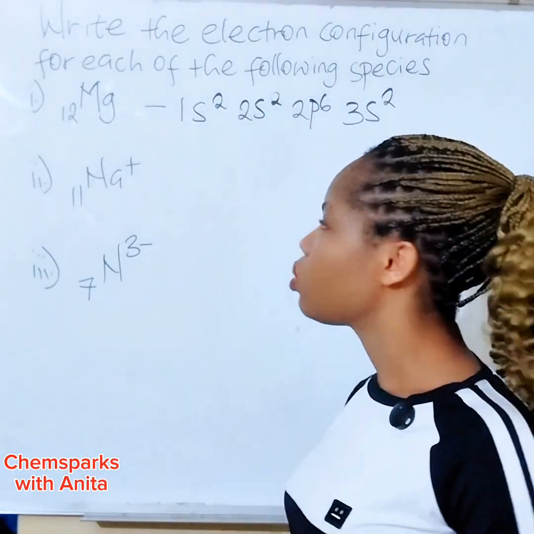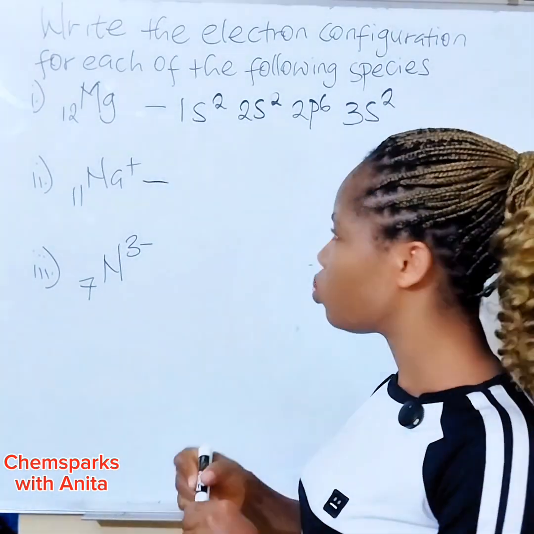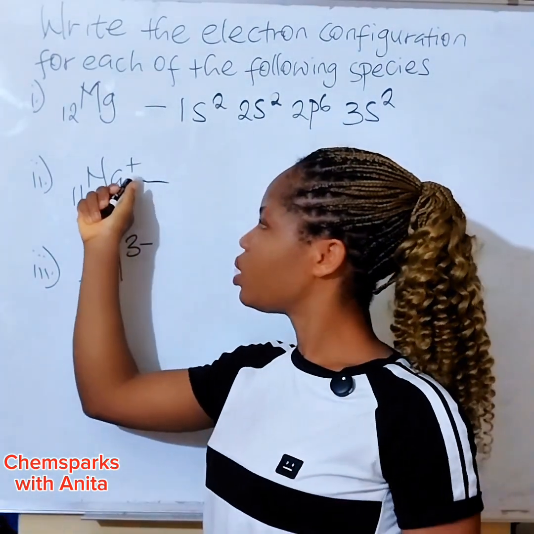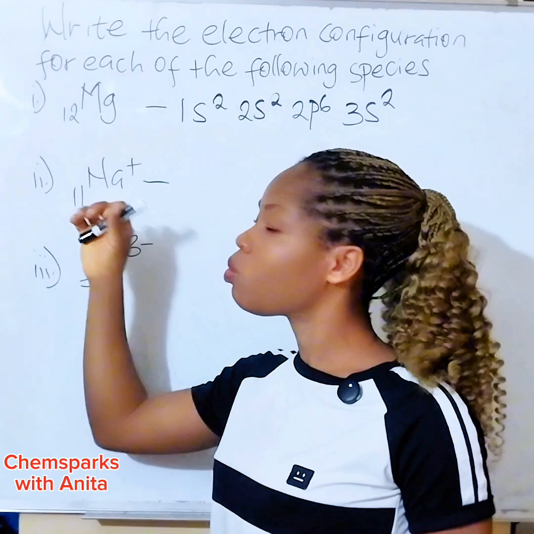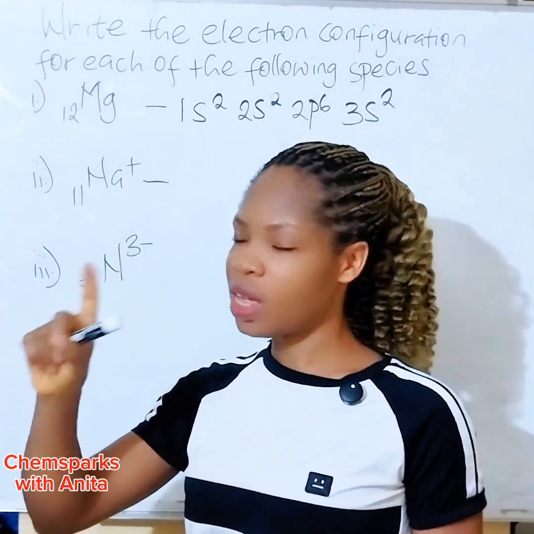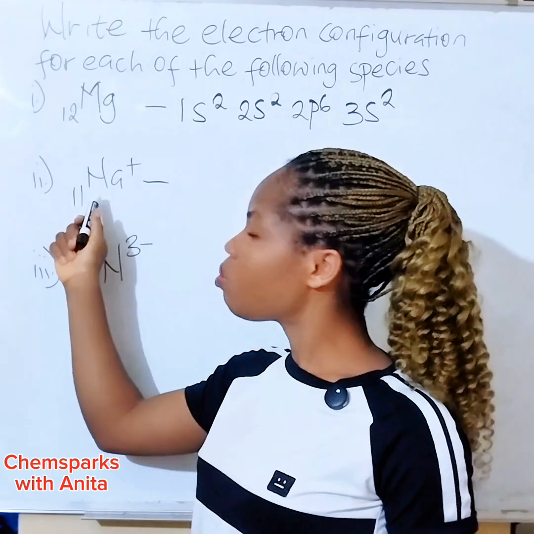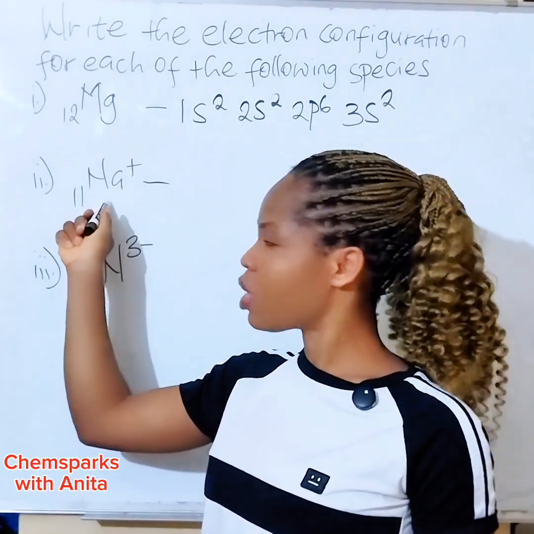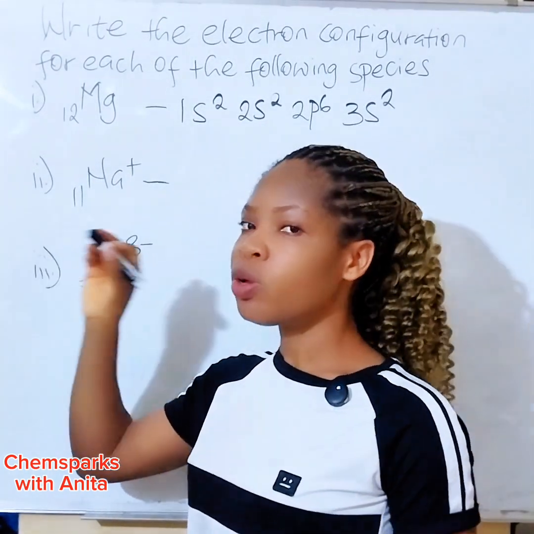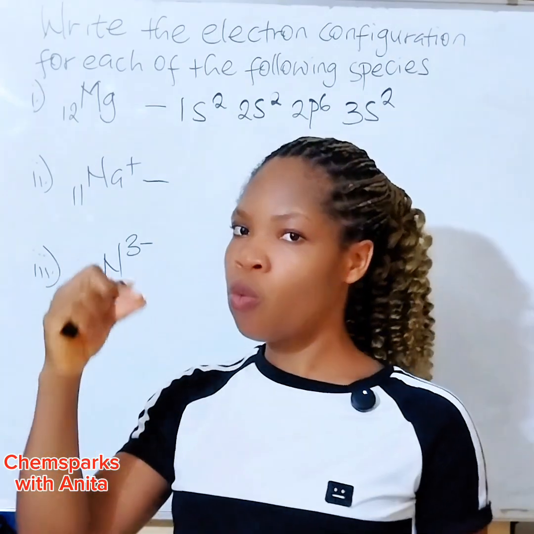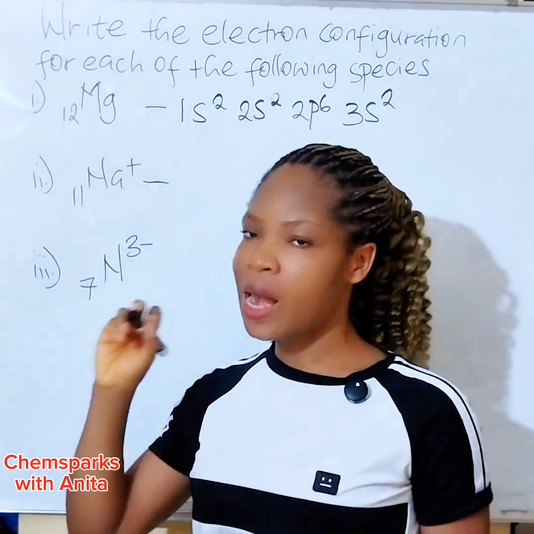Now let's write for sodium ion. Now for this sodium ion, remember, this plus here shows that sodium lost 1 electron, okay? And if this is the atomic number of sodium, that means the number of protons present in this sodium ion is still 11, but the number of electrons has reduced by 1 because it lost 1 electron.